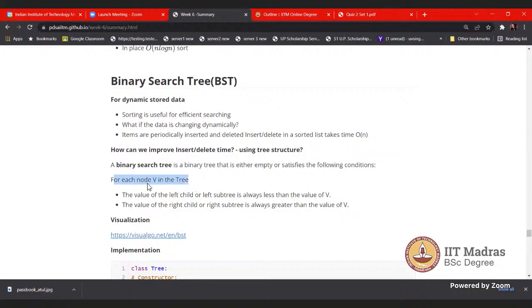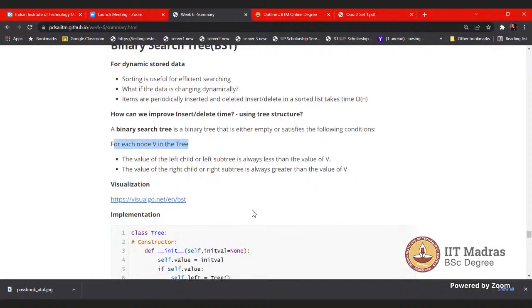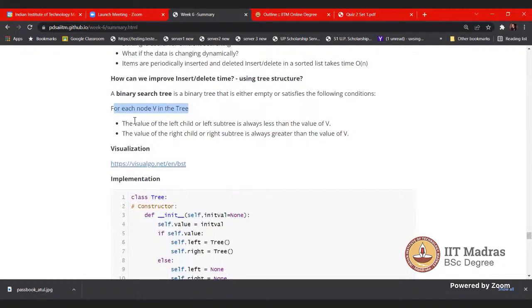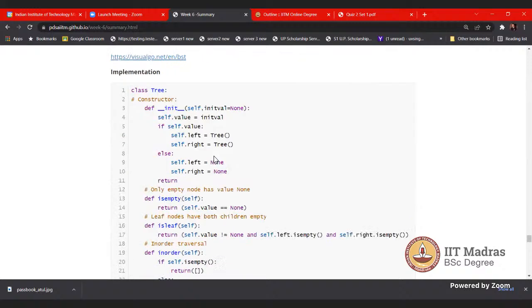For each node v, we will check this condition for every node of the tree. So the value of the left child or left subtree is always less than the value of v, and the value of the right child or right subtree is always greater than the value of v. Okay, so these two conditions should be satisfied for the binary search tree.